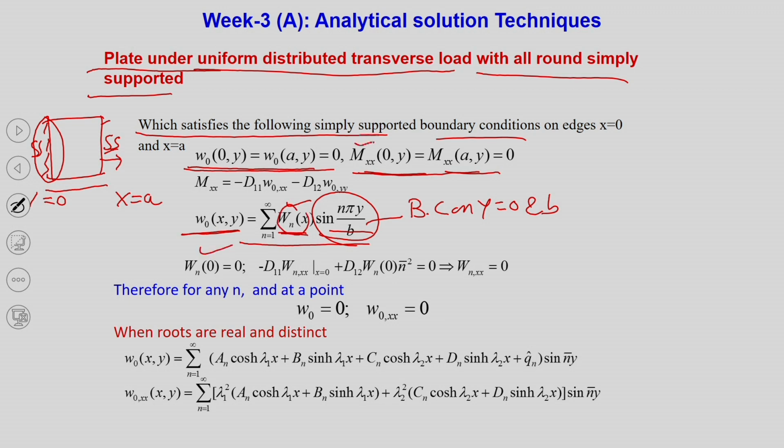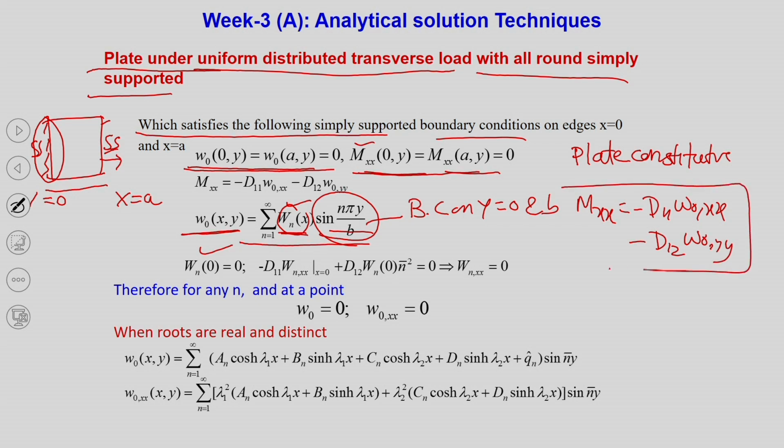When I say the moment needs to be 0, what is the definition of a moment? If you use the plate relations, the plate constitutive relations, my Mx is nothing but minus D11 W comma xx minus D12 W comma yy. This is my moment. Since Mx is not our primary variable, the boundary condition in that form has to be 0.